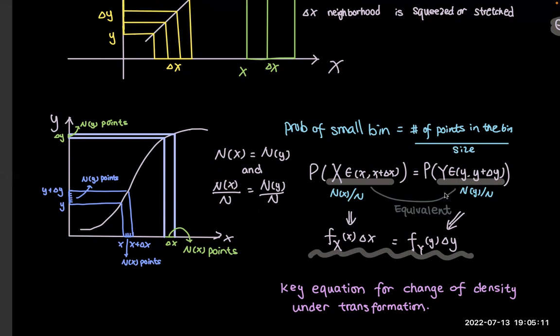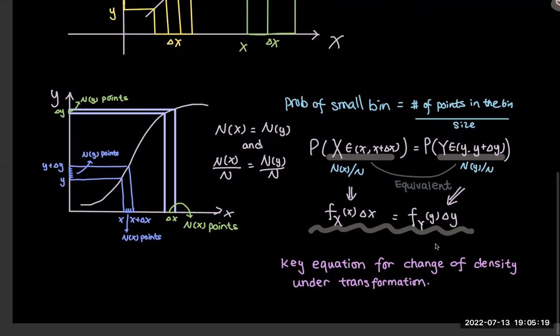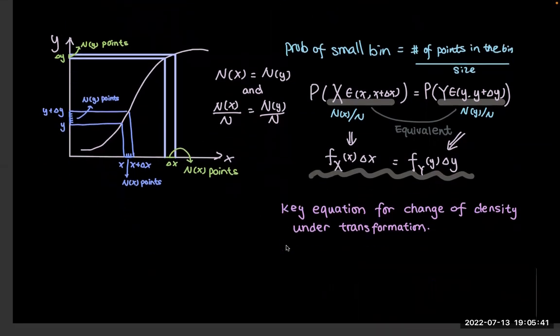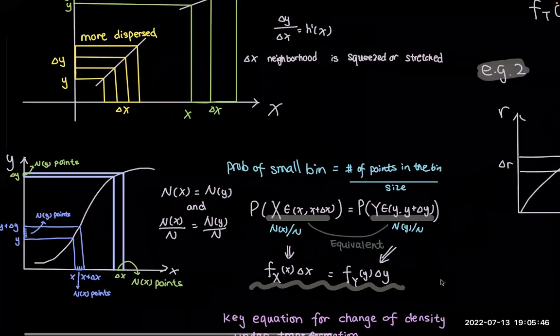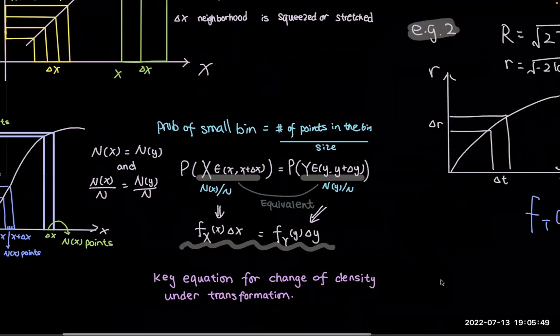So this equation is a key equation for the change of the density under this continuous and differentiable transformation. I want you to memorize this equation, because the rest I don't need you to memorize; the rest can be derived very easily as long as you start from here. So there's no need to memorize the result that follows. You only need to memorize this identity, and the rest just follows very easily.